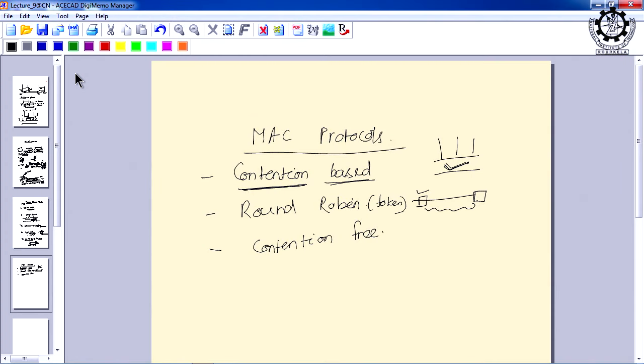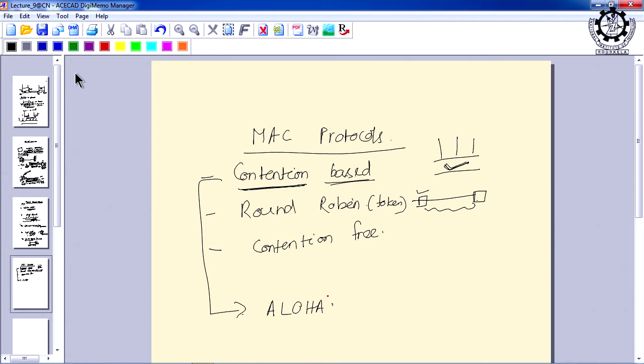So, coming to the contention based protocols, first we will see the contention based protocols. There are certain MAC protocols, and a very common one is the Aloha protocol. One of the very common contention based MAC protocols is the Aloha protocol.